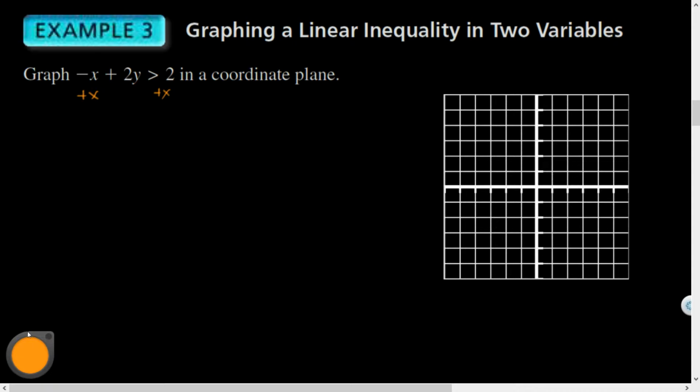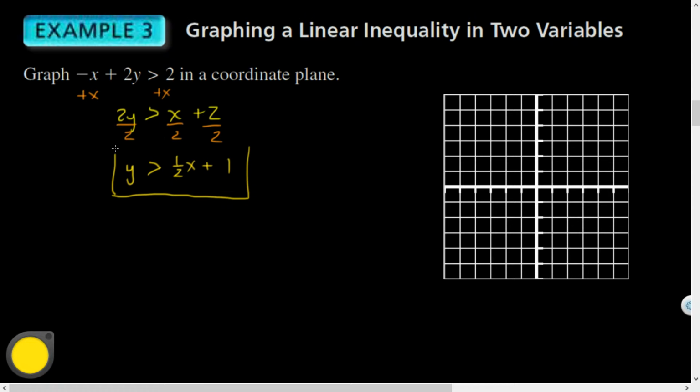So I'll get y by itself by adding x to both sides. Oh, there we go. So I'll have 2y is greater than x plus 2, and then I'll divide everybody by 2. And let's see, so I'll have y is greater than 1/2 x, so that it's more obvious that the slope is 1/2 by writing it in front of the x. Plus, and then 2 divided by 2 is 1. So here's my inequality. Now this is y by itself.